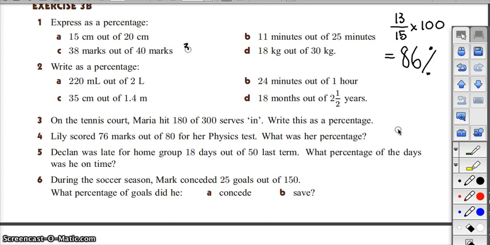This one you'd see easy, 38 out of 40 times by 100 because it's expressed as a percentage. 18 divided by 30 times by 100. So if in doubt with any of these questions, treat them a little bit like you would any result that you get back for math, science, PE, whatever. Lily scored 76 out of 80 for a physics test. What was her percentage? That should be really familiar to you. It's just these ones which aren't in the form of a test result that sometimes could bring some confusion. Think of them as a test result, and that may help you with that.